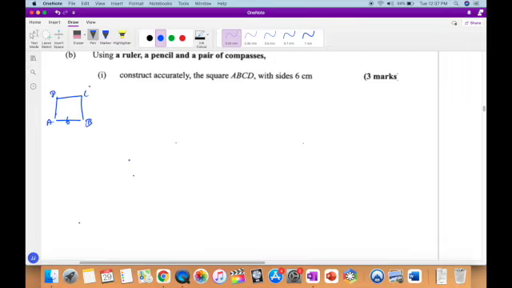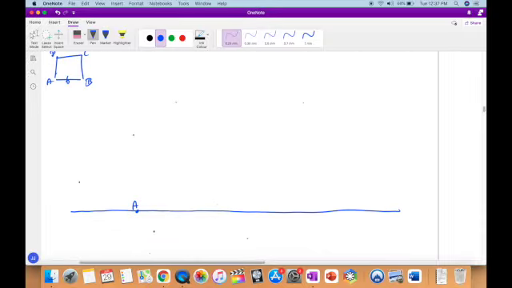The first thing I'm going to do is construct the base, which is the construction of a line 6 centimeters long. So I'm going to draw a line that is much longer than 6 centimeters, and then mark off a point A. With my compass, I'm going to measure 6 centimeters, then put the point on A and draw a mark there, and that will be the point B.